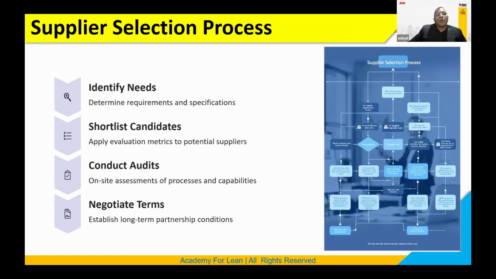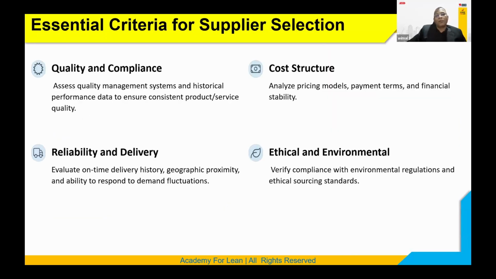So when you select the supplier, these are the high-level steps. First, you need to understand your requirement. Then shortlist the candidates. Then, as I said, we have to do the assessment. Then we have to negotiate the terms. Obviously, as a customer, you have to make a commitment. Otherwise, they will not just agree to do a one-time delivery. You have to show the partnership. Once you do that, you can continue the business with them.